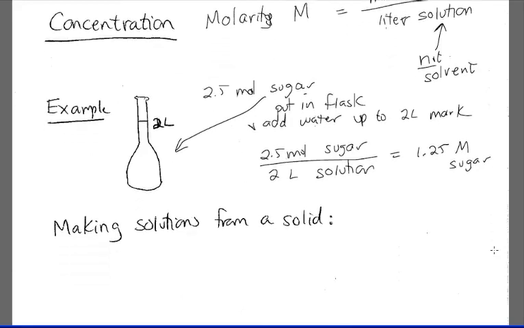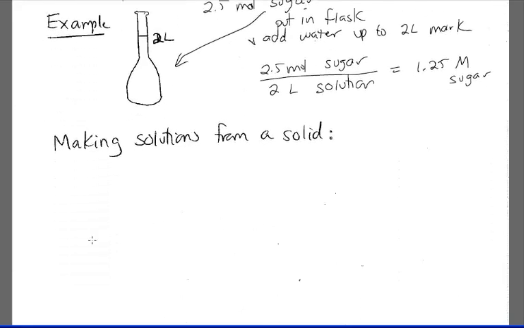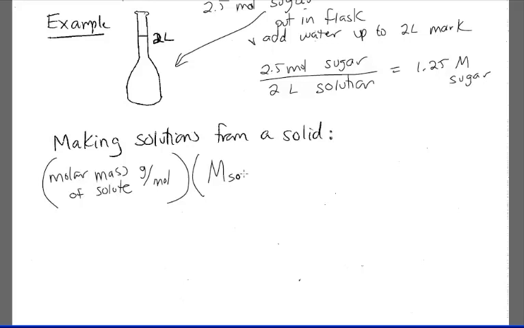All right, so if we want to make solutions from a solid, we need to know the molar mass of the solute. Okay, so if it's a solid, that will be in grams per mole. And if we multiply that by the molarity of the solute that we want, and times the volume of the solution that we want, we can then calculate how many grams we need to make that solution.